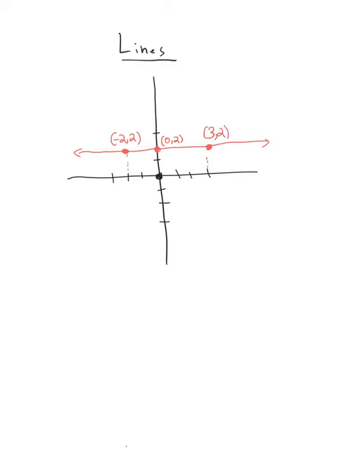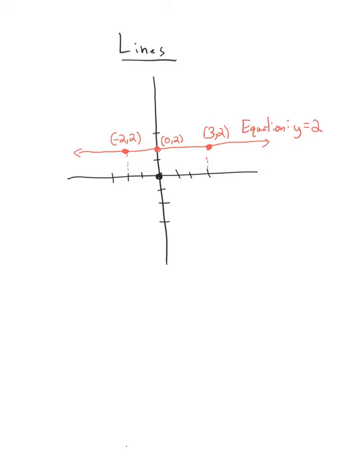So here's our horizontal line. If you had to describe all points on this line, you would say something along the lines of, well, the x-coordinate can be anything, but the y-coordinate always equals 2. So the equation for this line is, well, y equals 2. x can be anything that you like.